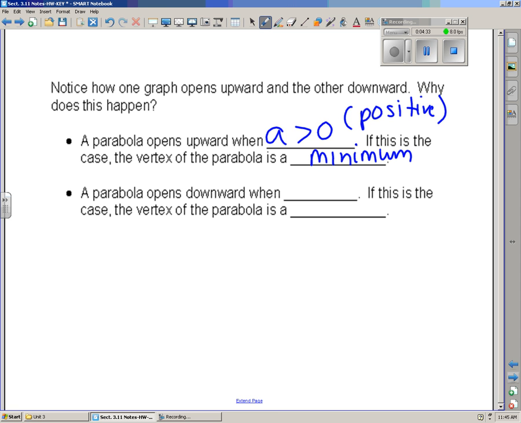If the parabola opens downward, then the a term is going to be less than 0, or the a term is negative. And in this case, the vertex of the parabola is going to be a maximum.